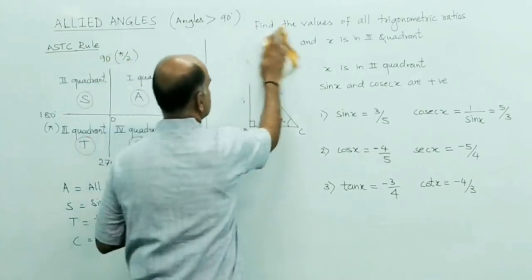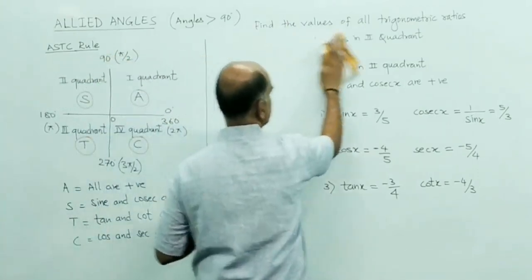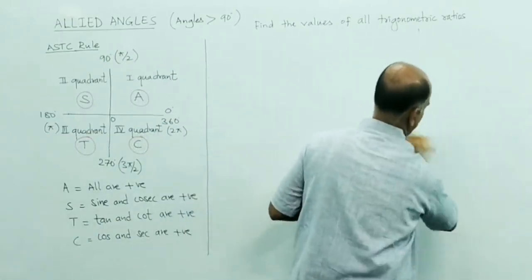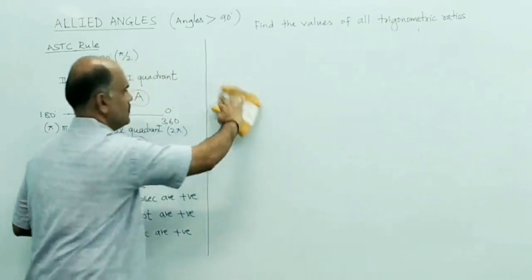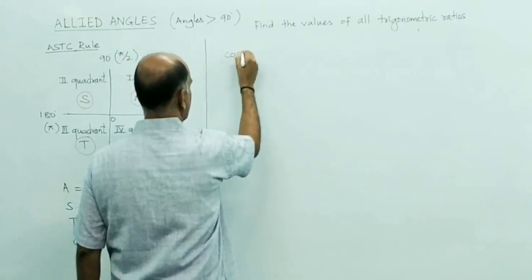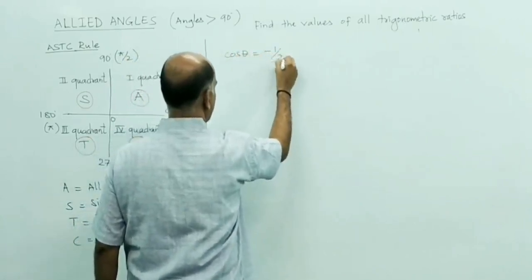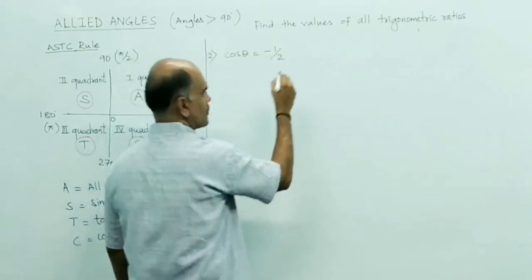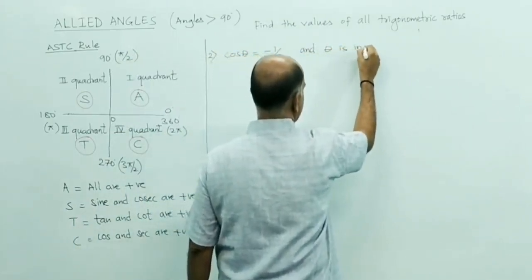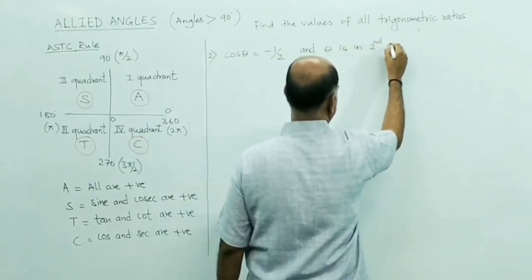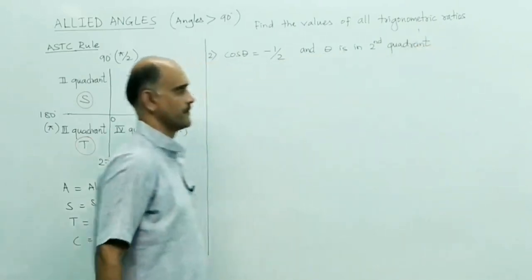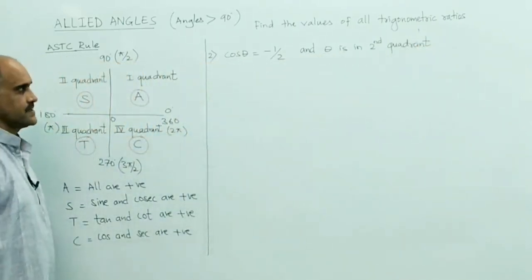So second one, cos theta is equal to minus 1 by 2, and theta is in second quadrant.